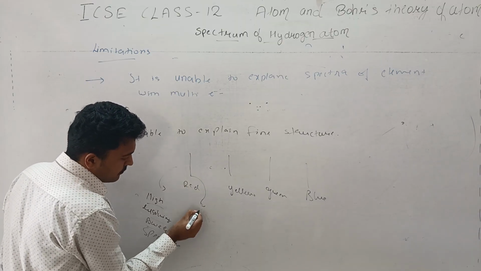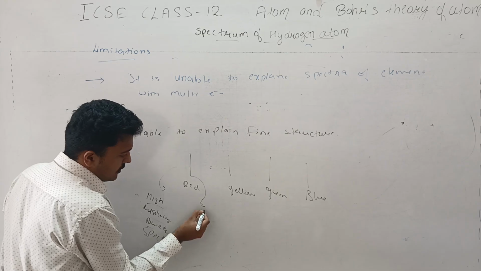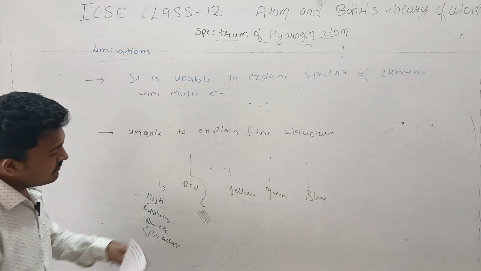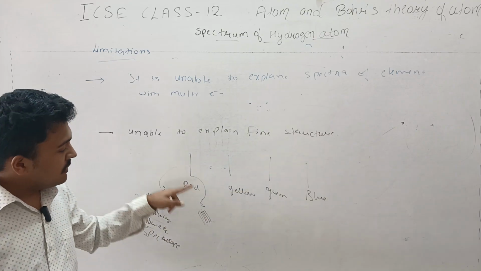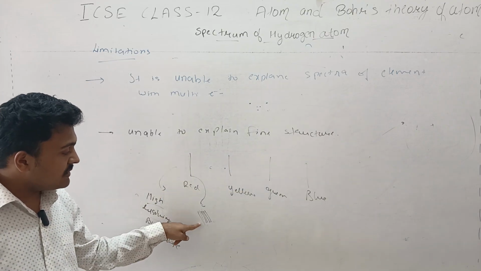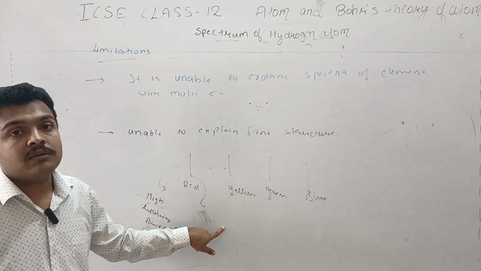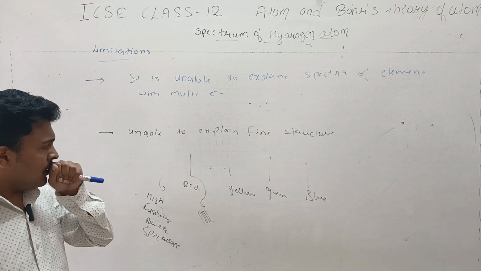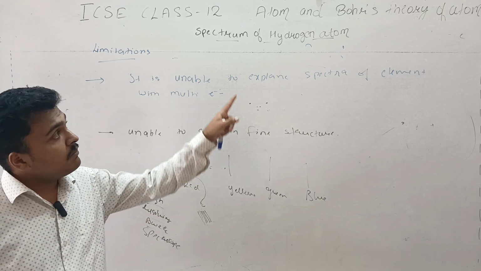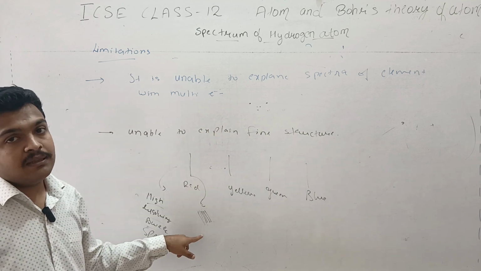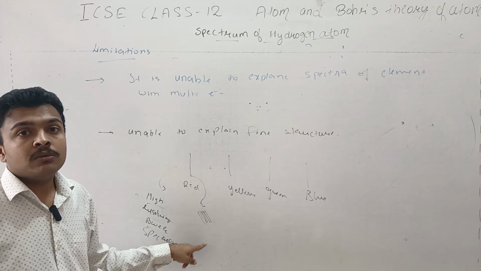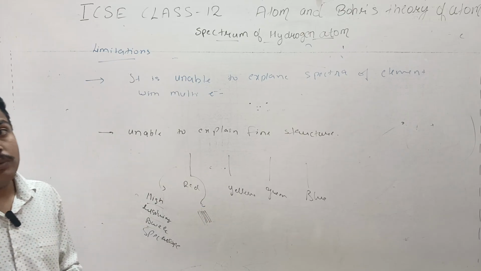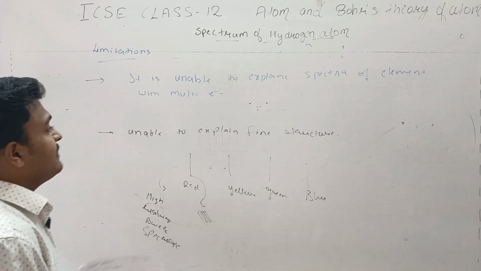So this line is also a band of lines. So this is known as fine structure. So this is its structure, and its fine structure is that there are further more lines. Bohr's theory was unable to explain these fine lines. That is why red light is further made up of more fine lines. Bohr's theory was unable to explain this as well.